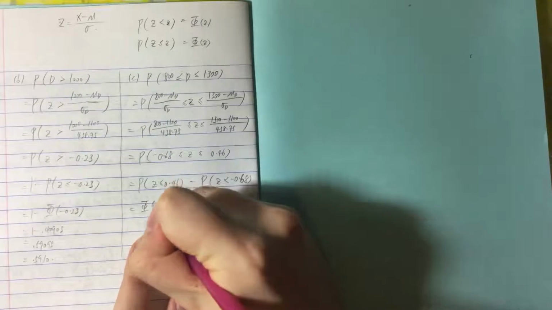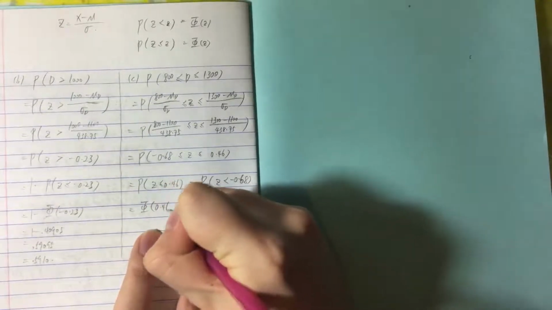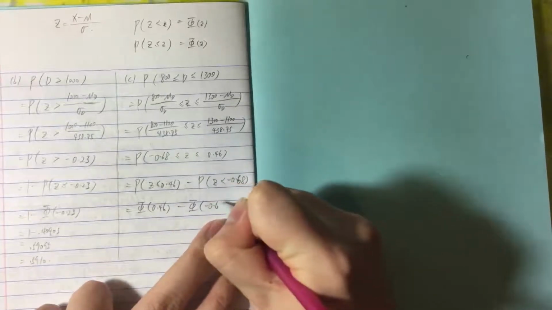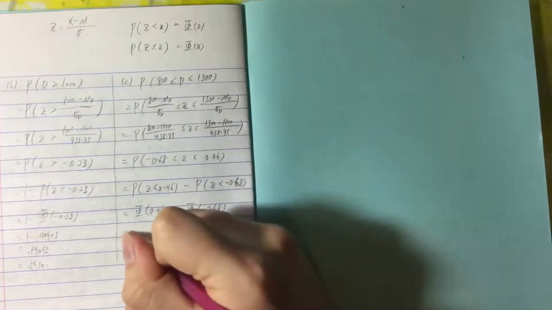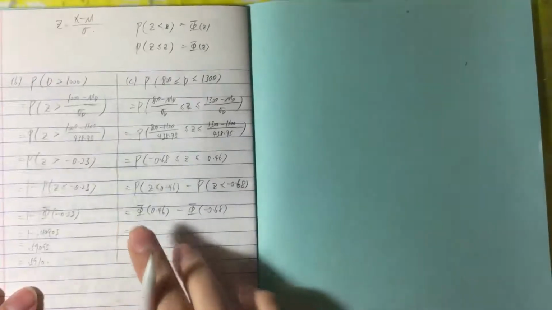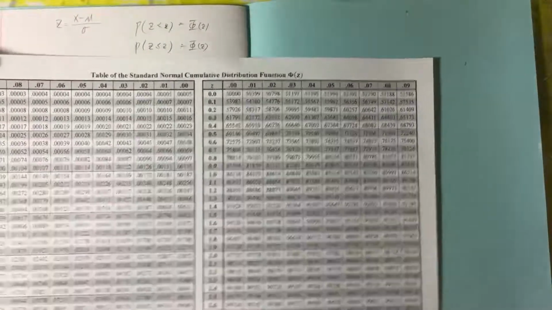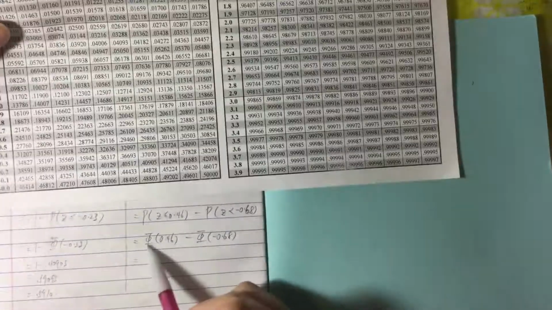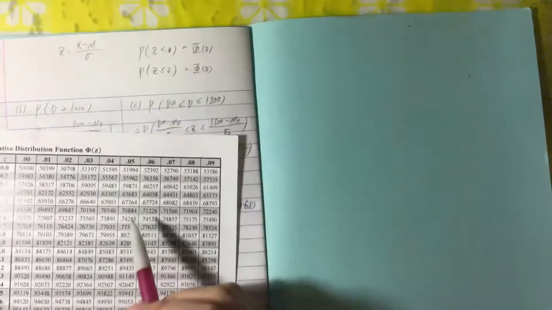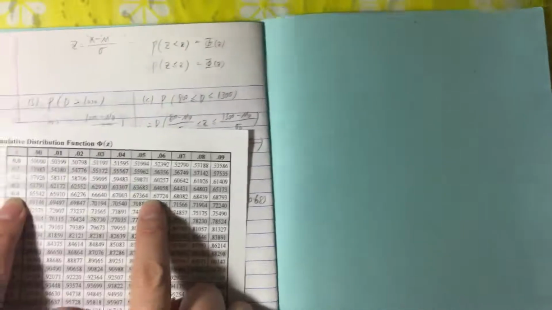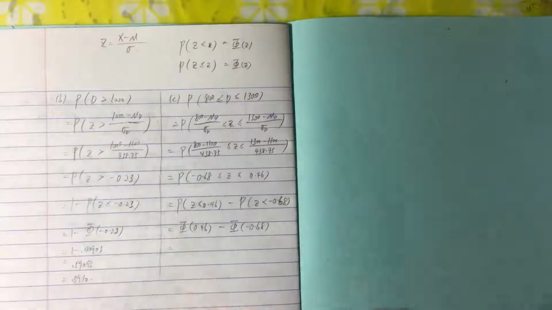That's equal to phi of 0.46 minus phi of negative 0.68. Then find a value from table and subtract. Find a value from standard normal CDF and then subtract. That's a table of the standard normal CDF. Phi of 0.46. Phi of 0.46 is 0.67724.